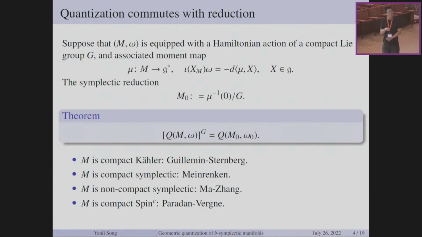So for the last point, you can view quantization commutes with reduction as a geometric formula to compute the equivariant index of a Dirac operator. Because the last case has nothing to do with the symplectic, what I'm trying to say is that this is still true. Okay, so this is a little history of the quantization commutes with reduction theorem. Any question?